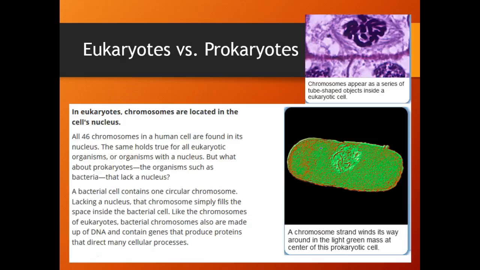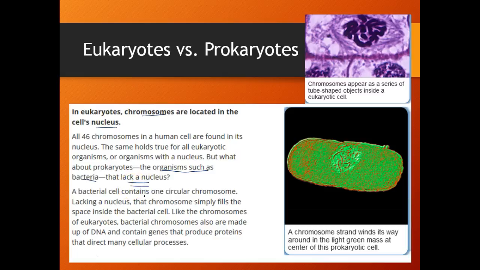So just one key difference between eukaryotic and prokaryotic cells. In eukaryotes, we have chromosomes that are located in the cell's nucleus. And this is because eukaryotes actually have a nucleus and protect their DNA within there. But prokaryotes, who are organisms such as bacteria, lack a nucleus.